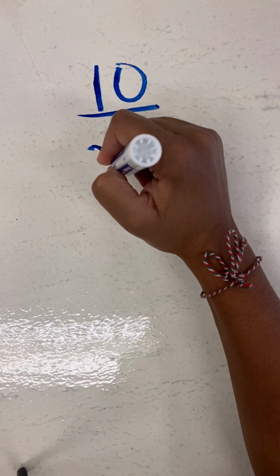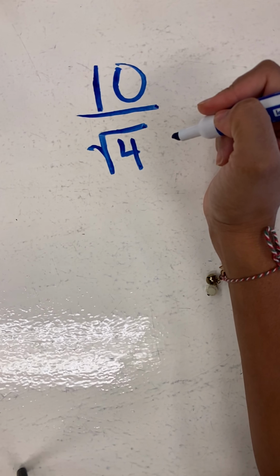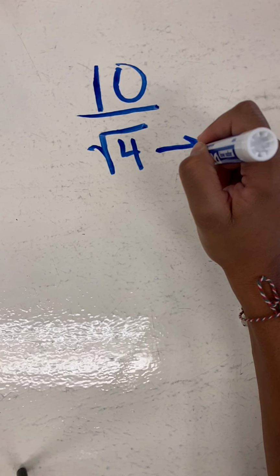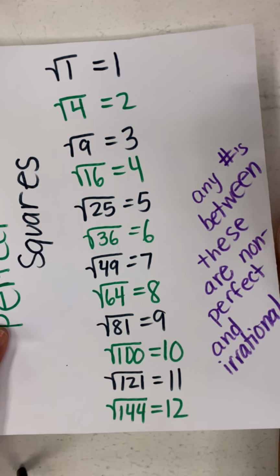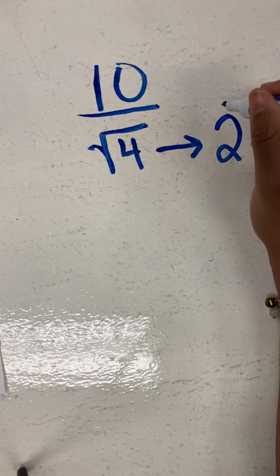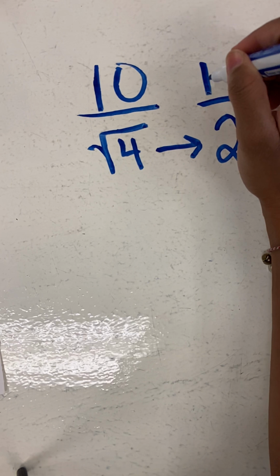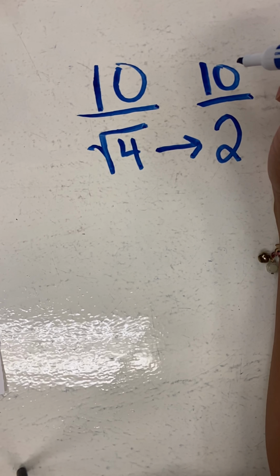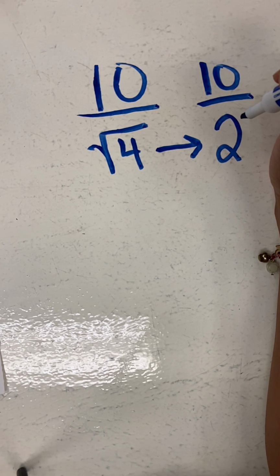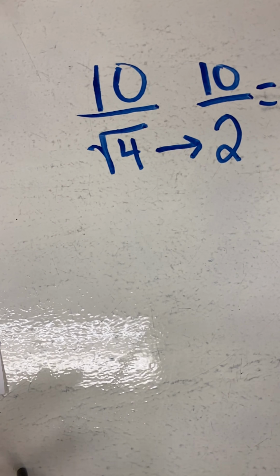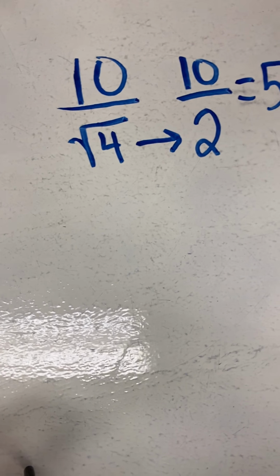10 over the square root of 4. Step 1 is to do the square root. So the square root of 4, if I look on my list, the square root of 4 is 2. Do one step at a time. The top does not change because it's already a regular number. Then I could do 10 divided by 2, which is 5. That is actually a really nice marker.